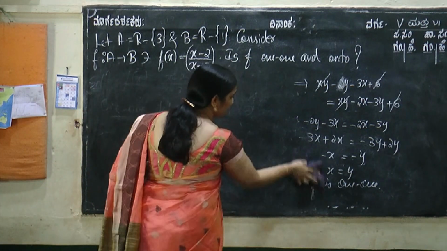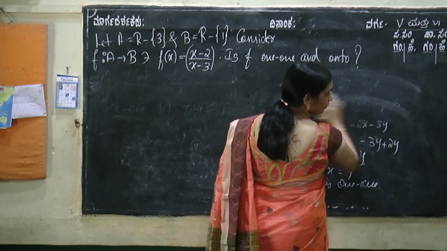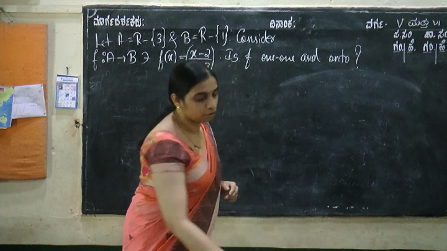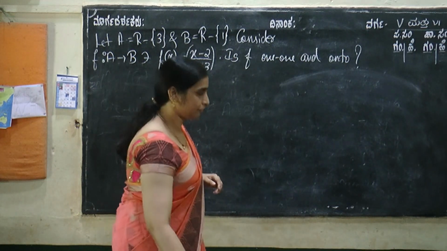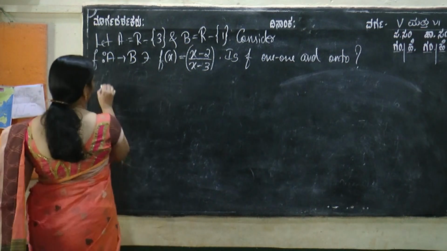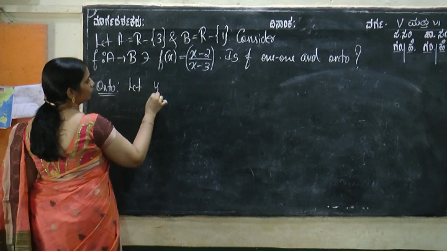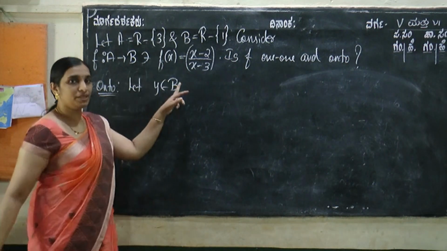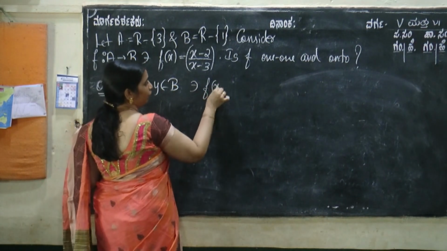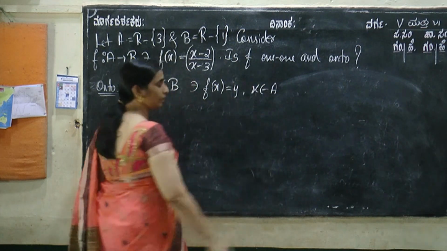So in this example we have to be very careful, because as we are having numerator and denominator, if you miss a single sign, it may lead to confusion at the end while solving the problem. So for onto condition, let y belongs to B. B is nothing but our codomain, such that f of x is equal to y, where x belongs to A.